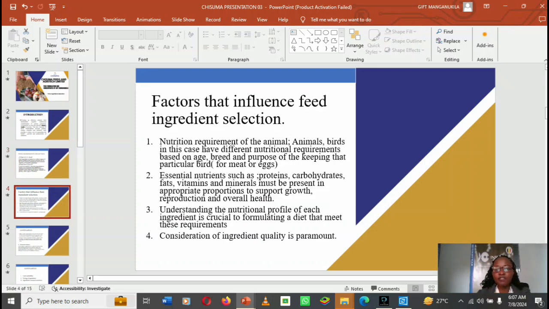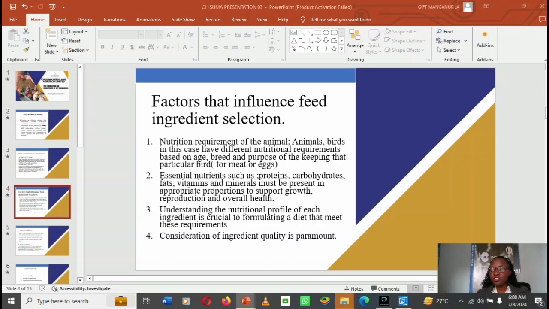Factors that influence feed ingredient selection. Number one, nutrition requirement of the animal. Birds, in this case, have different nutritional requirements based on age, breed, and purpose of keeping that particular bird, that is for meat or for eggs. Generally, each of them has a specific requirement.